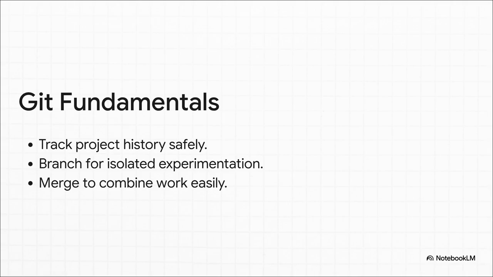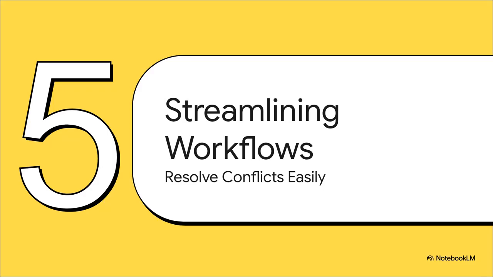But the real magic? That's branching. Branching allows you to create an exact copy of your project in this totally isolated space where you can safely experiment without breaking the main project at all. And when your brilliant new experiment actually works, you just use merging to combine your work effortlessly back into the main project. No fear, no broken code. And that brings us to our final section, Section 5, Streamlining Collaborative Workflows.